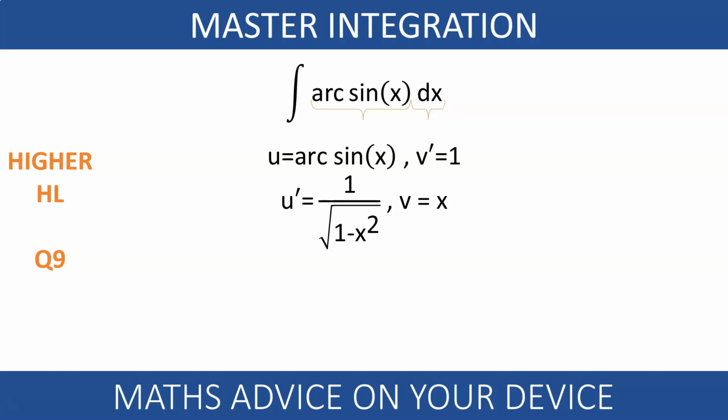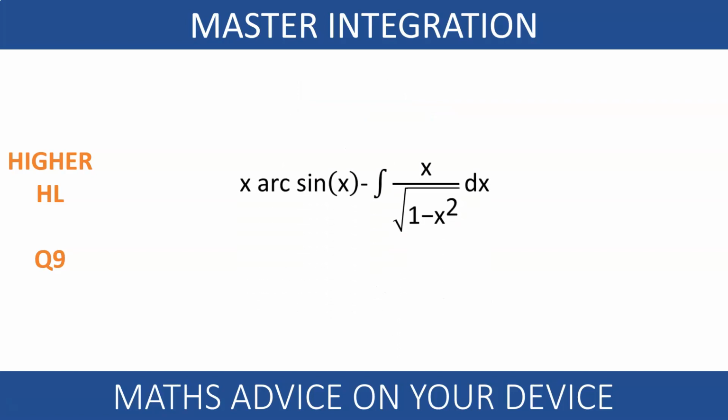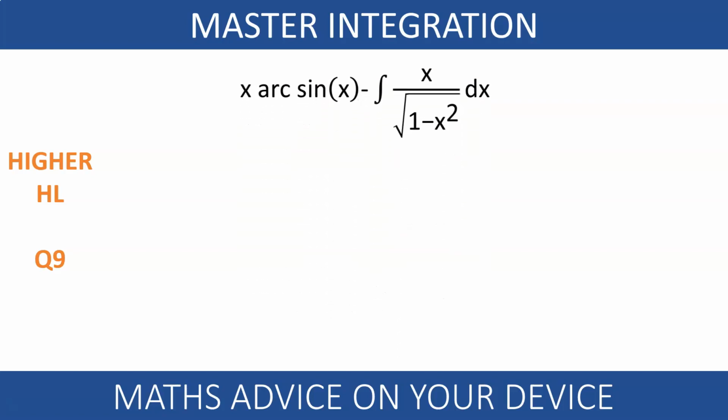Using by parts, the answer is x times the arc sine of x, that part is u times v, minus the antiderivative of x over the square root of 1 minus x squared. This gives you 3 points. Solving the integral by substitution and writing the answer in simplified form gives you the other 2 points.